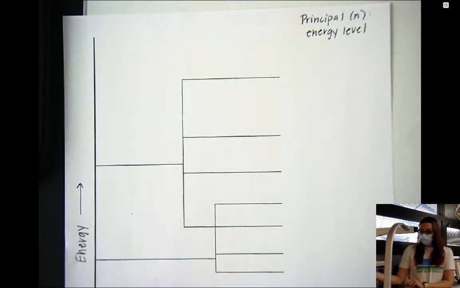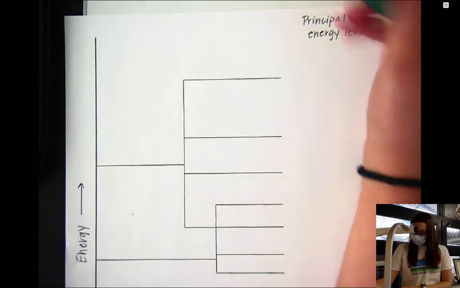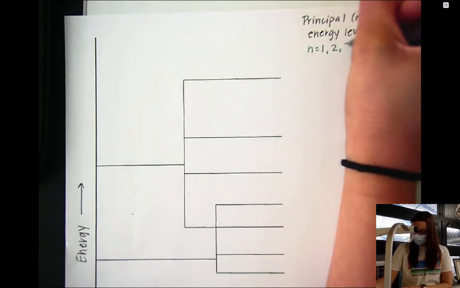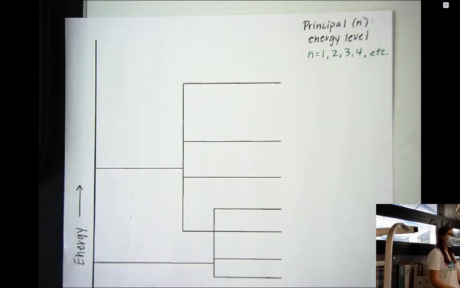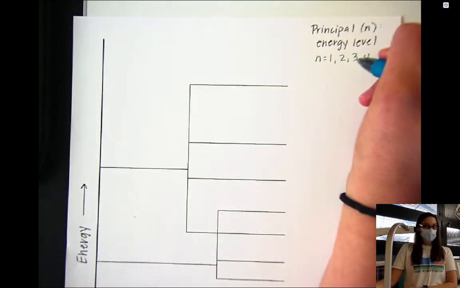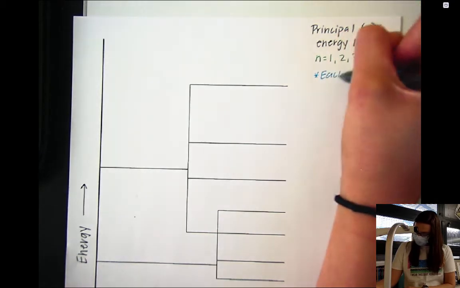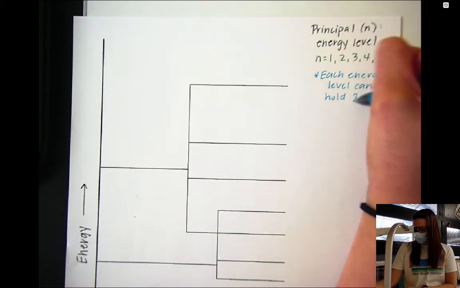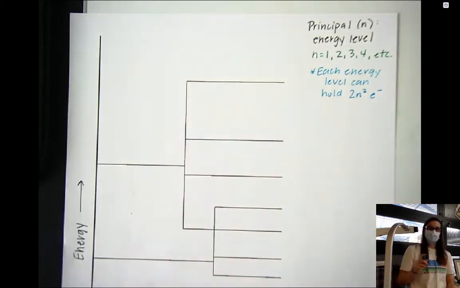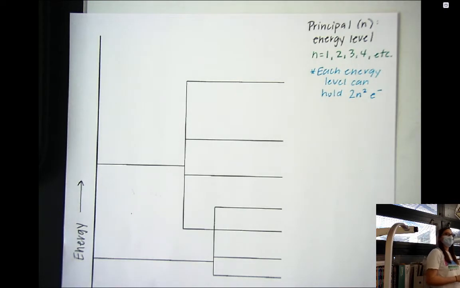For the quantum number n, the values start at 1 and just work their way up. So it's just an integer starting at 1. You cannot have a value of n that is 0. It's 1 up. And with this quantum number, each energy level can hold 2n squared electrons. When you see e minus, that represents an electron. So 2n squared electrons.